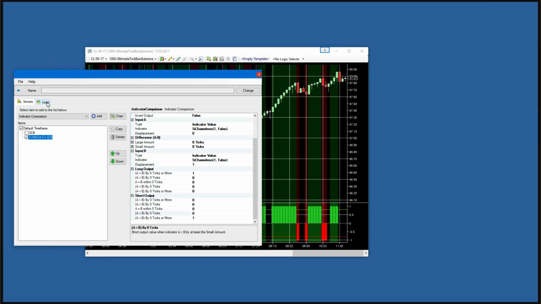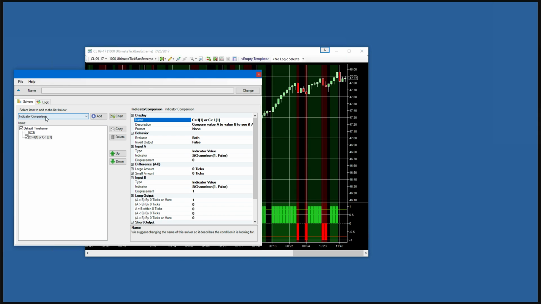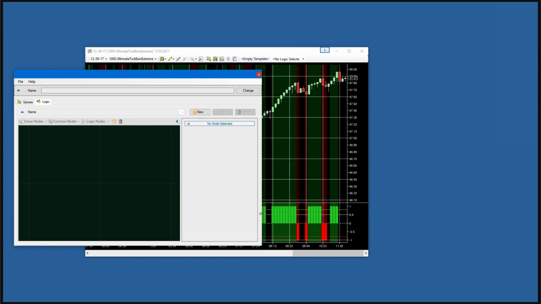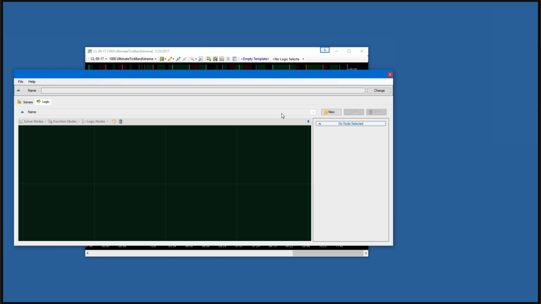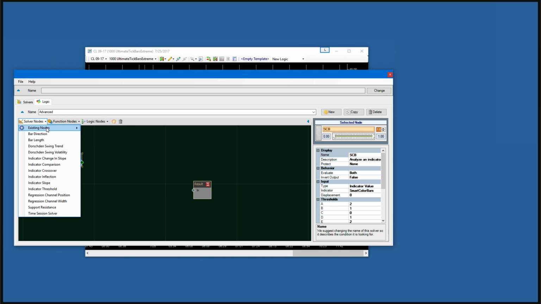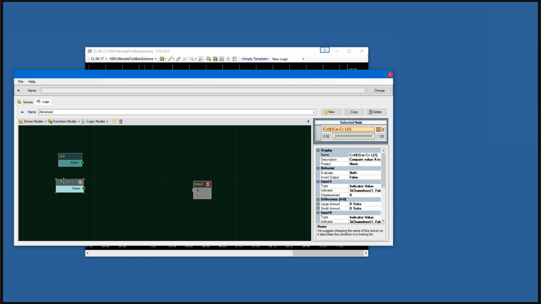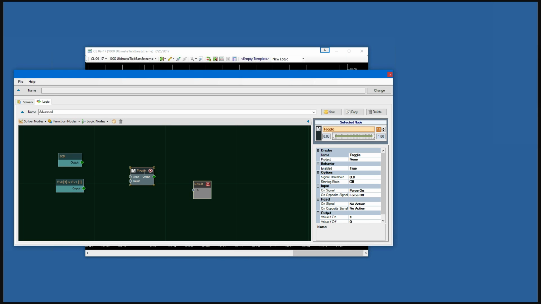Then what I'm going to do is go over to my logic tab, and then we're going to put all this together. I'll create a new one, and let's call it advanced. Then I'm going to go solver node, existing nodes, smart color bars, solver node, existing node, the inside bar filter. And then I want to add one other thing to this, the toggle. What that's going to do is keep the bars red or green until a change in state.